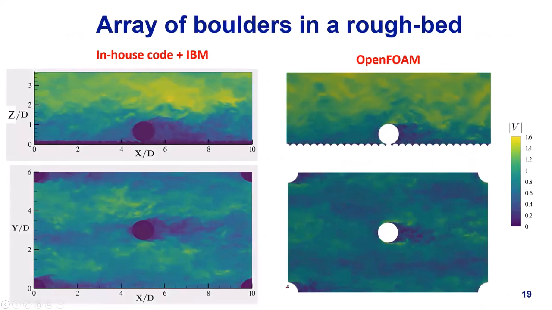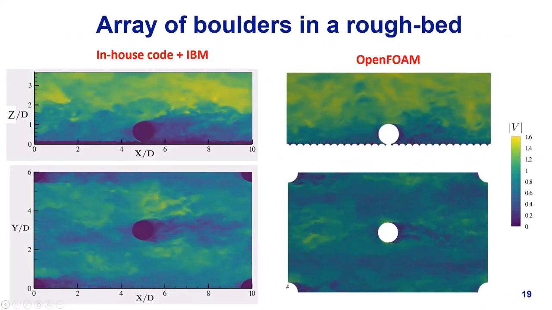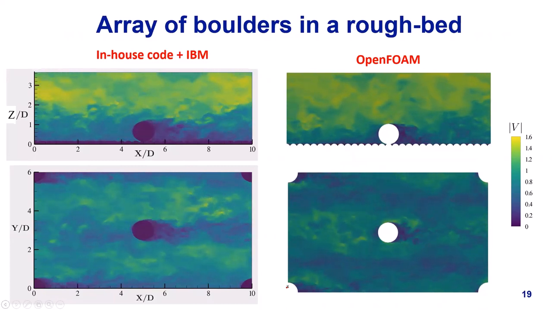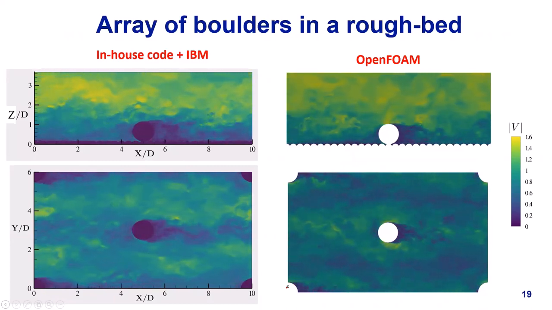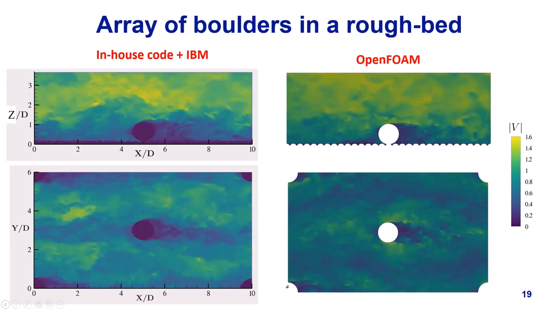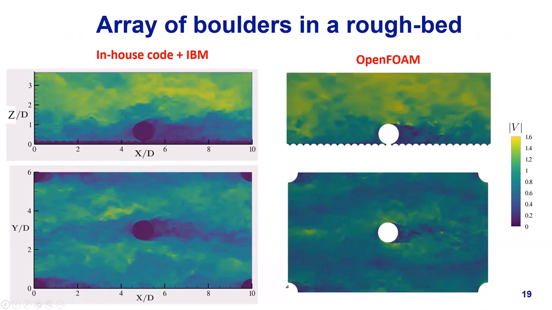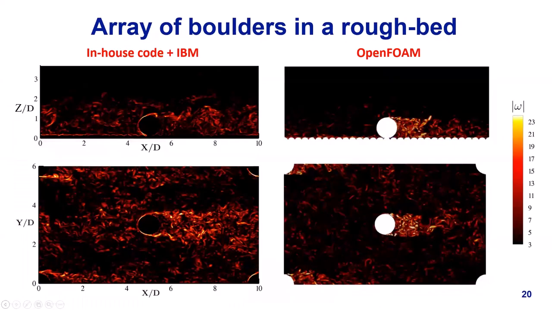So this is just the instantaneous flow comparison with the in-house code at the left and OpenFOAM at the right. It's a vertical plane at the top and a horizontal plane at the bottom. And this is the vorticity magnitude.